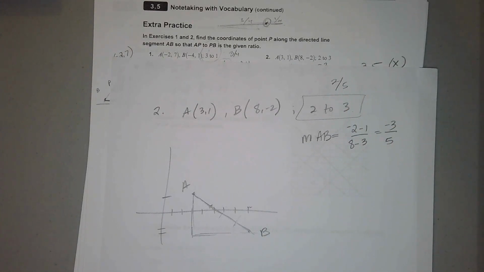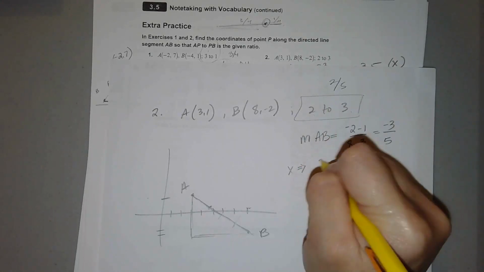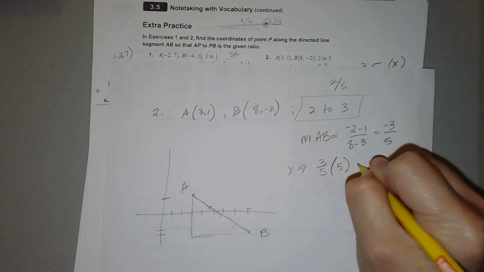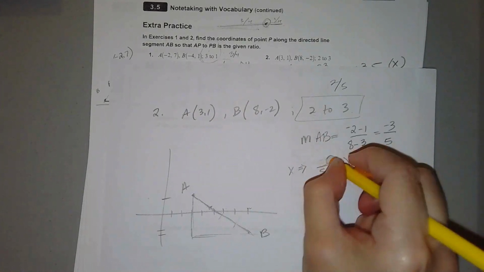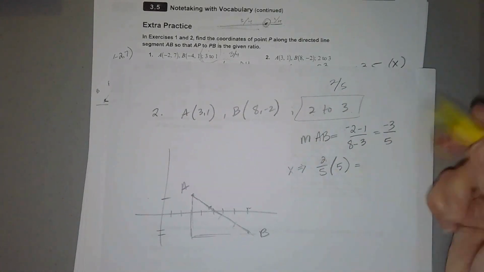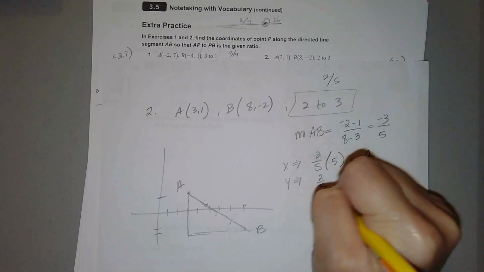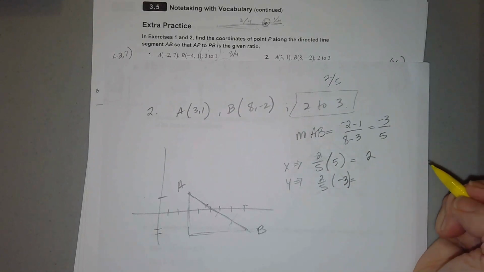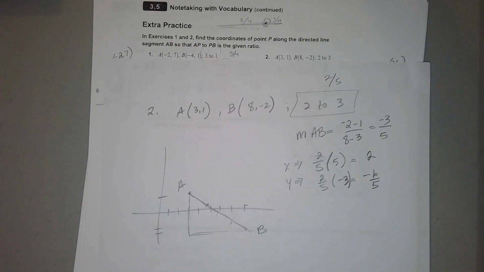So for the x value of point P, I'm going to take my 2/5 and multiply it by my x value, or the run of my slope. 2/5 times 5 gives me 2. And then for the y value, I'm going to do 2/5 times my rise, which was negative 3, and I get negative 6/5, which is like negative 1 1/5.